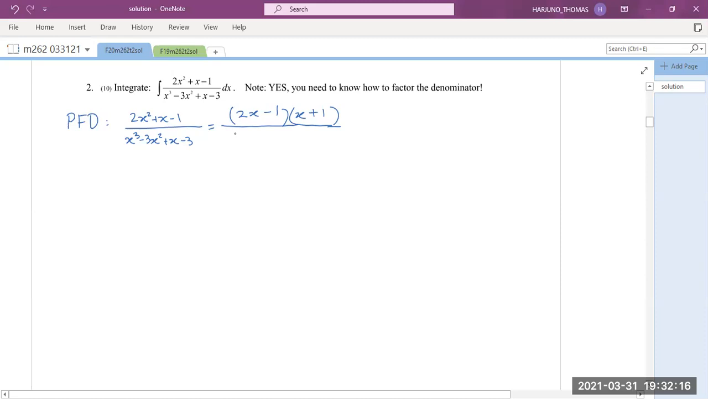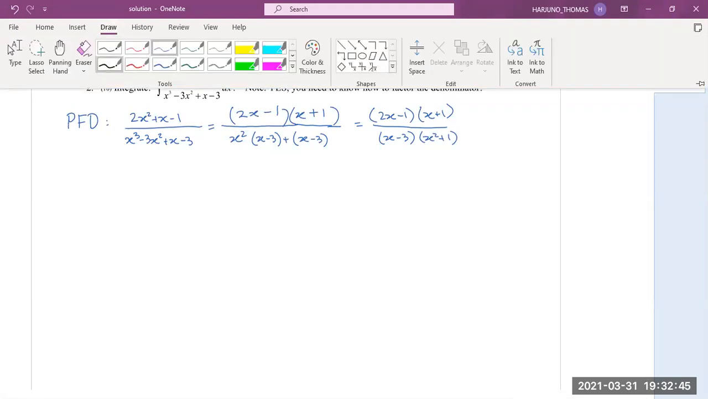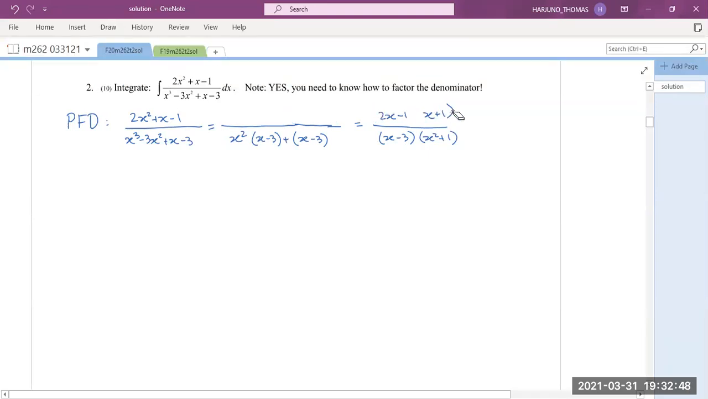Okay. Now, the denominator I do by grouping: x squared times x minus 3 plus x minus 3. So then on the top, I will get 2x minus 1, x plus 1 over x minus 3 times x squared plus 1. Actually, I don't need to factor the top. I just need to factor the denominator. Wouldn't it be x minus 3 squared? No, it's not.